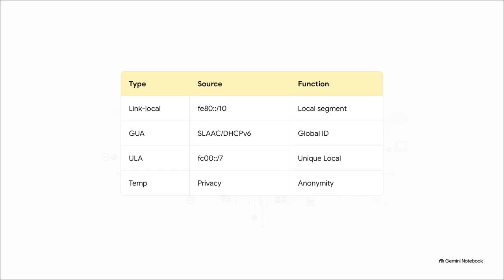You have your link local address starting with FE80, which is strictly for local segment chatter. You've got your globally unique address, or GUA, providing the main public identity. You might even have unique local addresses for internal routing, and crucially, you have temporary privacy extension addresses constantly spinning up for outbound connections. Your firewall has to account for and securely track every single one of these distinct types.